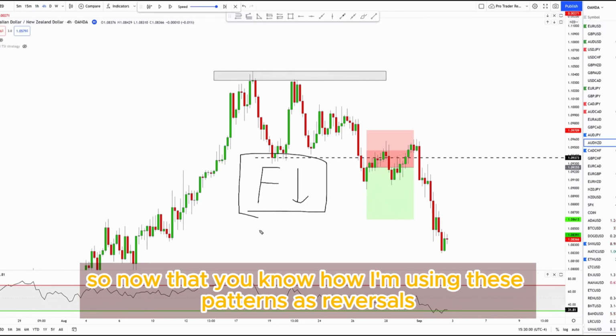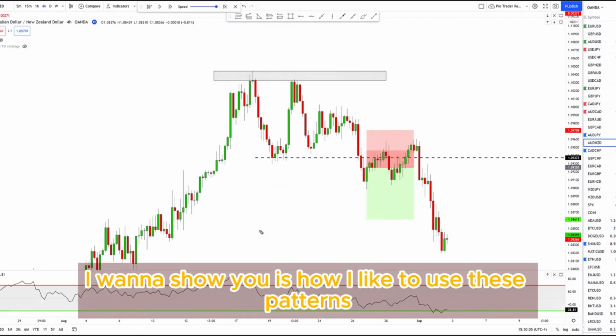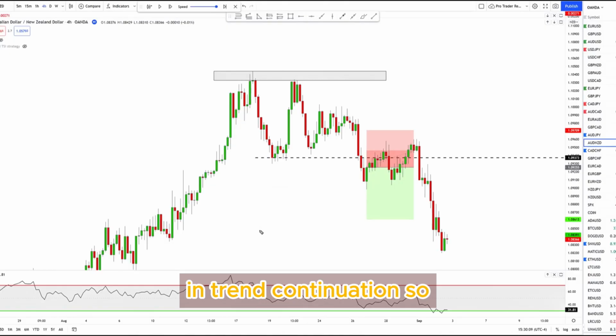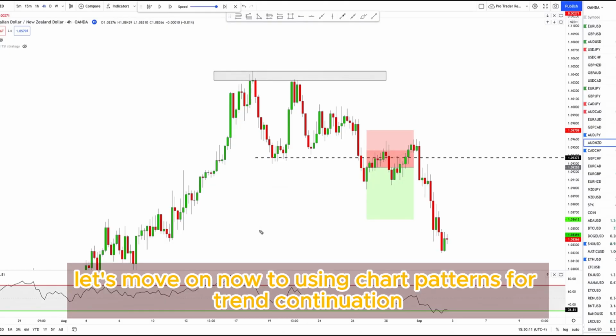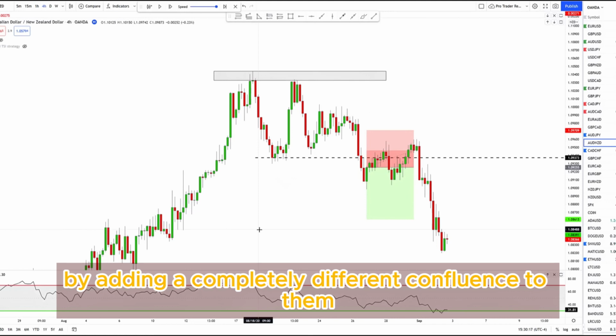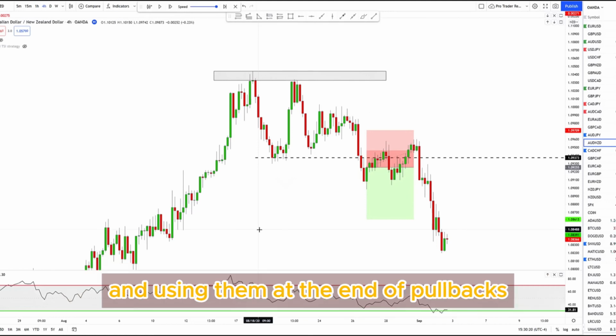So now that you know how I'm using these patterns as reversals, the second strategy I want to show you is how I like to use these patterns in trend continuation. So let's move on now to using chart patterns for trend continuation by adding a completely different confluence to them and using them at the end of pullbacks. I'll see you guys there.